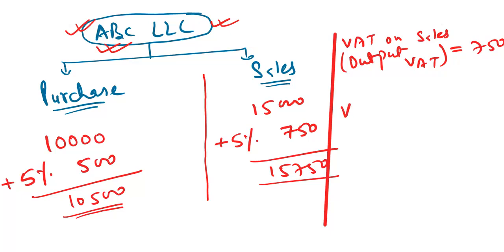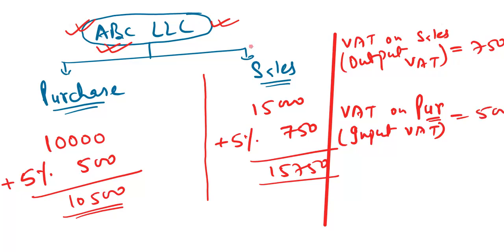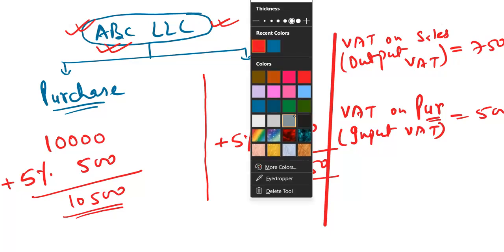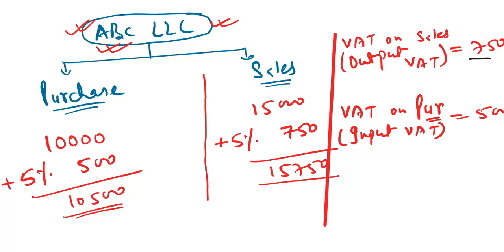Then VAT on purchase. In short, I'm writing over here VAT on purchase. Can't we say this is input VAT? Of course, yes. How much of it? 500. So 750, understand carefully, 750 I have collected from the customer. 500 I have paid to the supplier.